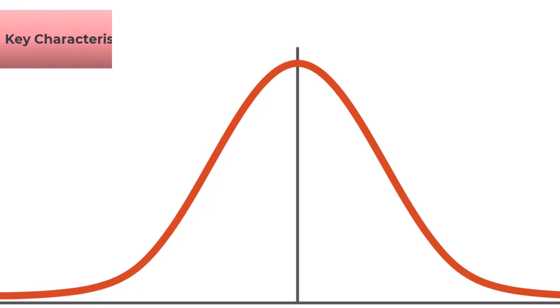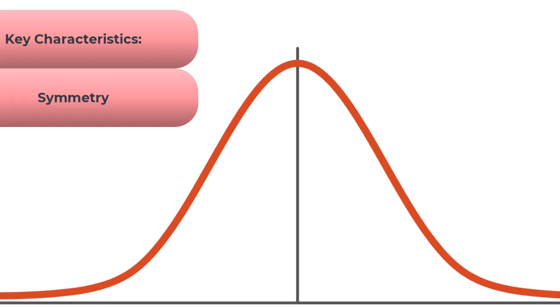What are the key characteristics of the normal distribution? The first one is symmetry. The normal distribution is perfectly symmetrical about its mean. This implies that the left half of the distribution is a mirror image to the right half.